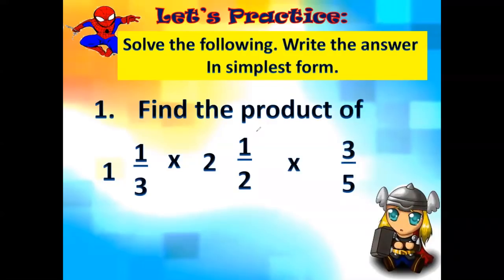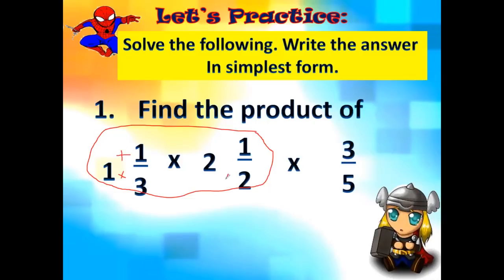First, I'm going to multiply this. Again, we need to change it into an improper fraction. Multiply and add. 3 times 1 is 3 plus 1, you have 4, then over 3. Then times 2: 2 times 2 is 4 plus 1, you have 5, then copy 2. If you want, you could do the cross cancel.